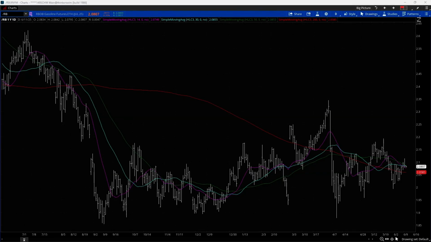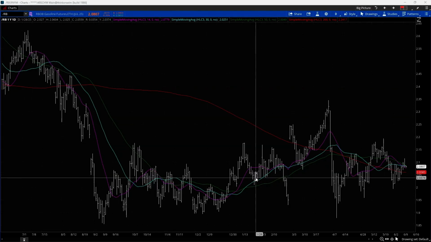Just technically looking at it, you can see it's really chopping around, which is very uncharacteristic for it now in the summer driving season. We're now in June and it should be moving up. It's not. What that's telling you from an overall common sense picture is that supply is outstripping demand. We have more supply than we have demand. So because we have more supply on the market than demand, prices are not going up. They're not acting like they normally would in a seasonal factor.